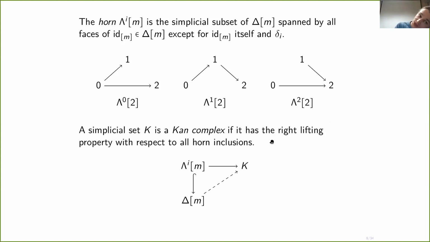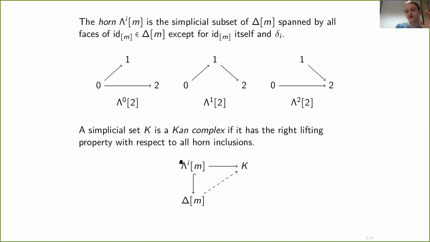And then we are going to say that a simplicial set K is a Kan complex if it has the right lifting property with respect to all these horn inclusions. So whenever I map a horn into K, I can somehow extend it to the entire simplex. So basically what this is saying is, you see, these things are homotopy equivalences, but they do not admit retractions.